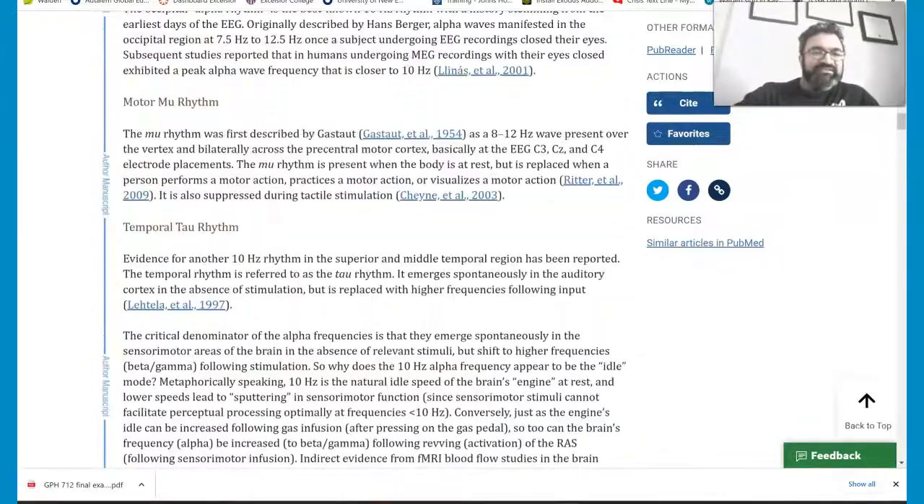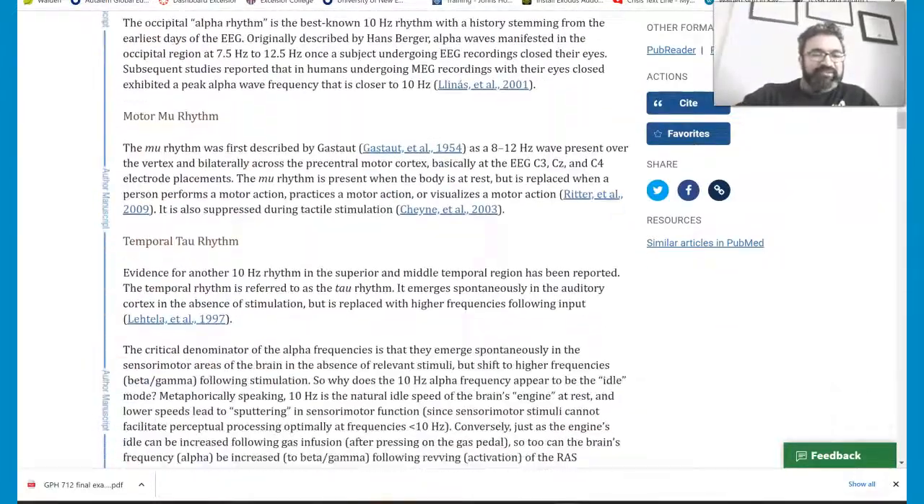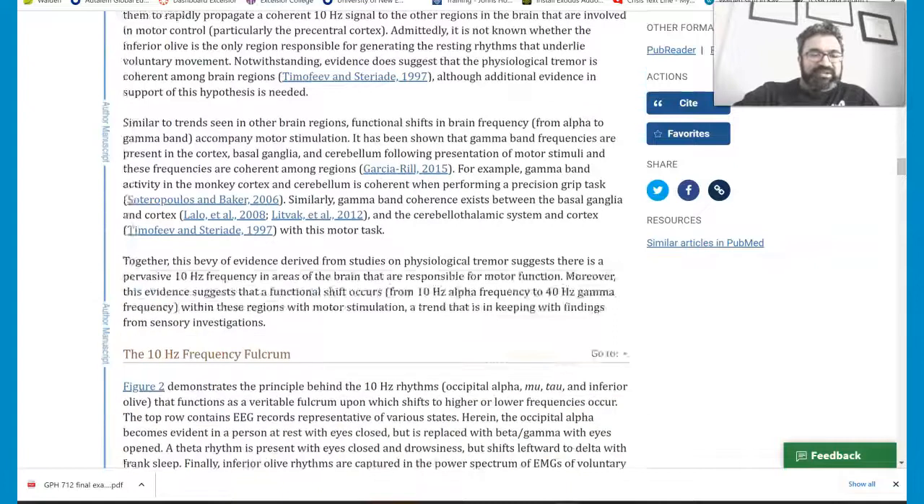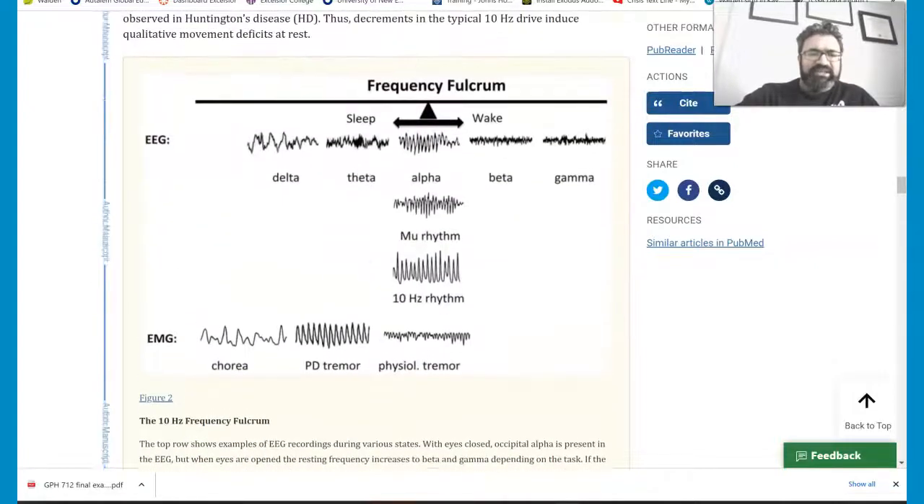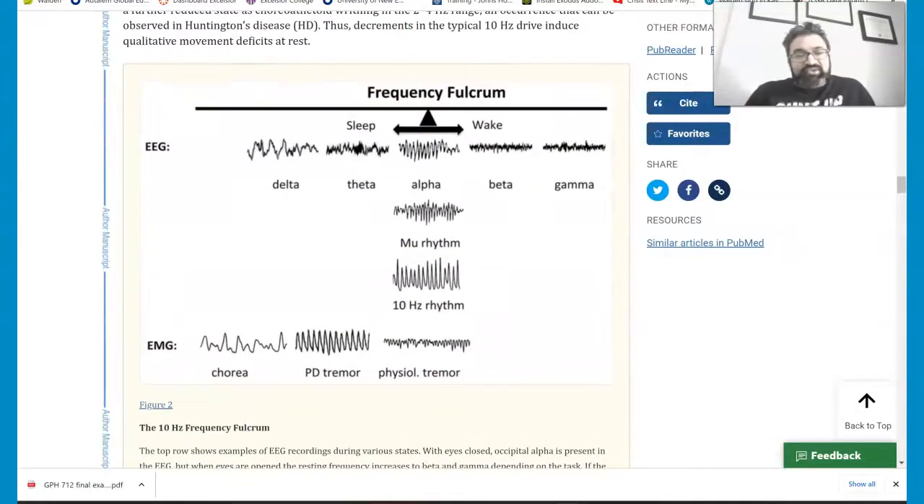There are all these different types of rhythms, the mu rhythm, the alpha rhythm, and I'm going to show you a nice figure right here. This is figure two, looking at the sleep-wake frequency fulcrum, so to speak. So when you're sleeping, the EEGs, the electroencephalogram, this was something that was put in my head. Actually, I still have the sticky glue from the test.